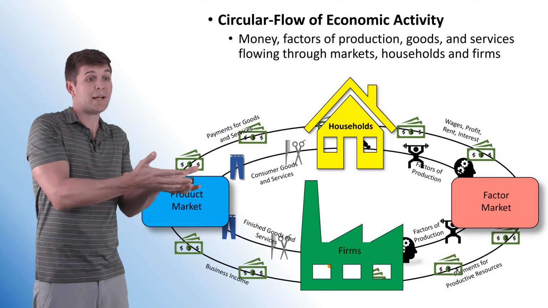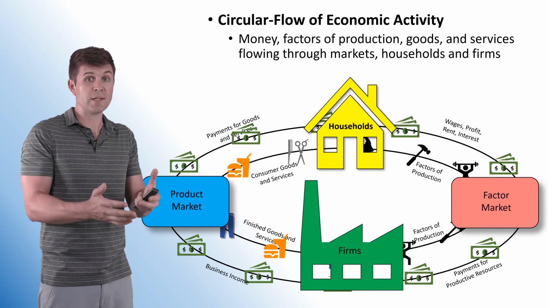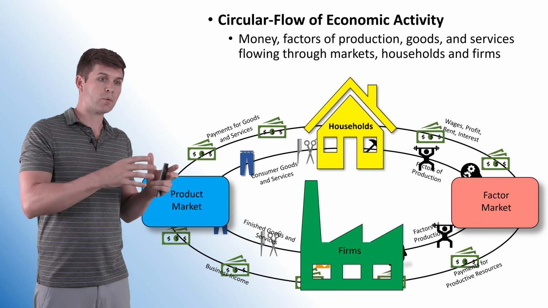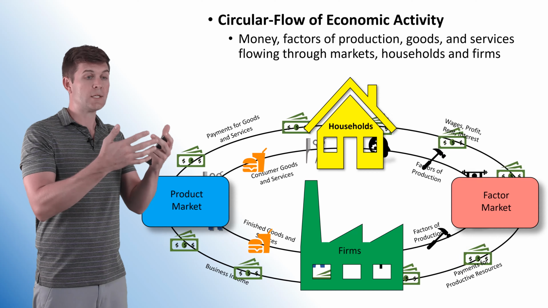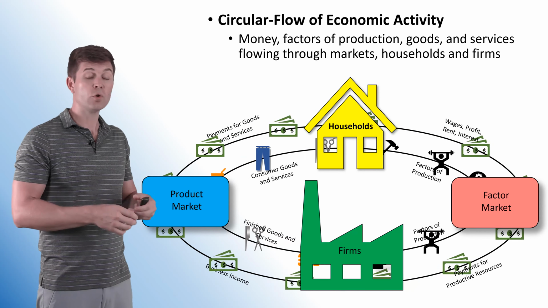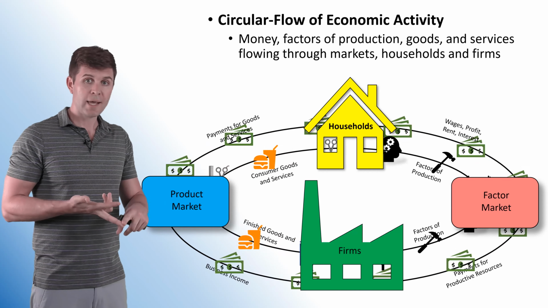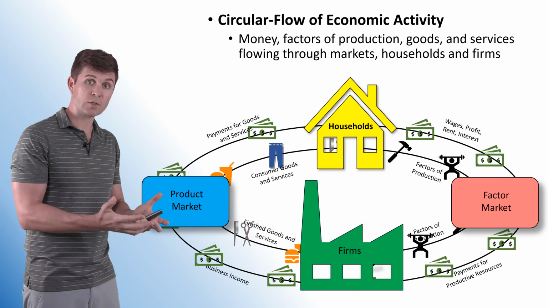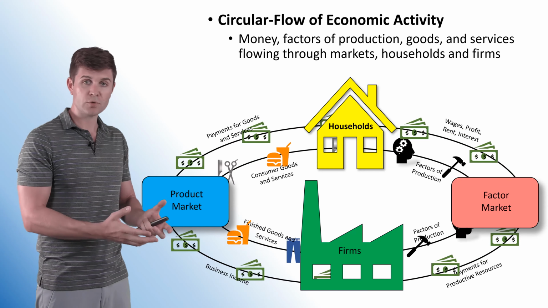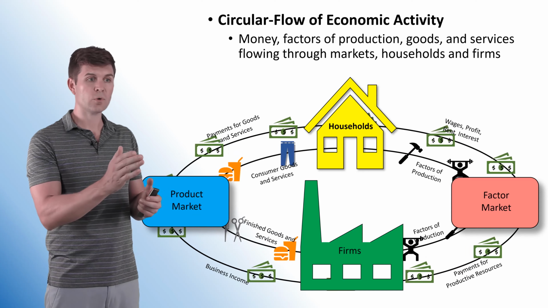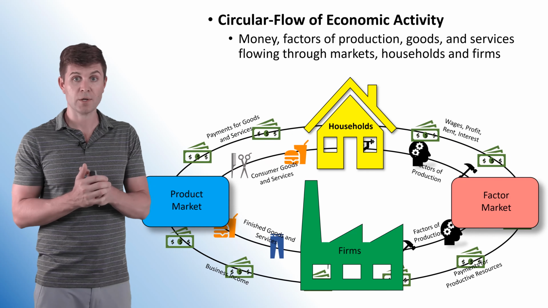which is provided by the households. The households then use that money again and it flows back around. So the money is flowing in one direction when we have the goods and services and factors of production flowing in the other direction. The households provide the land, labor, capital, and entrepreneurship to the firms. The firms then use those resources to produce goods and services, which are sold in the product markets to the households for the income that they earned.